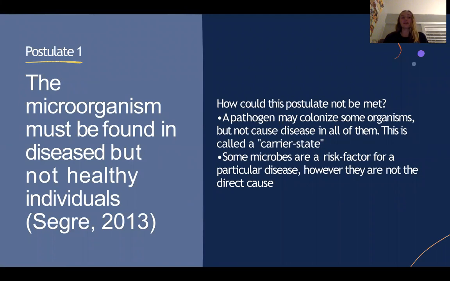So the first postulate is that the microorganism must be found in diseased but not healthy individuals. There are a few ways that a pathogen may not meet this. One would be if a pathogen colonizes some organisms but doesn't always cause disease. This would be if an individual could be a carrier. That would be an example of a way that postulate number 1 isn't met. Another way would be if some microbes are a risk factor for a disease, but they aren't the direct cause. There are a few examples that we see of that, but those are 2 ways that an organism may not cause a disease and therefore would fail postulate number 1.